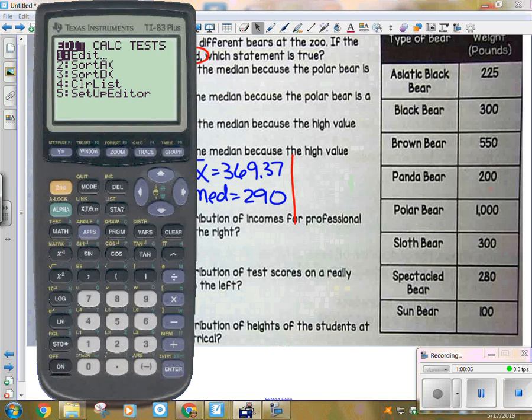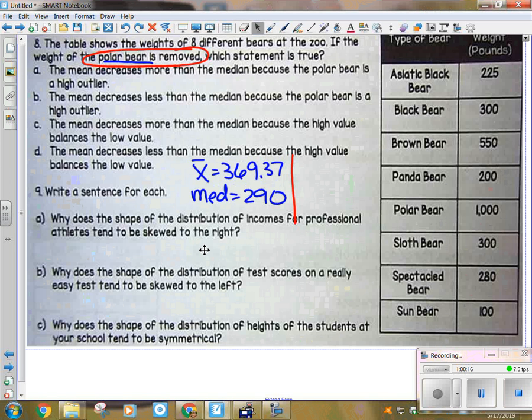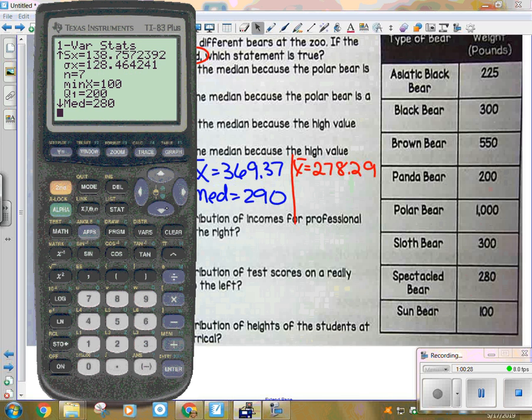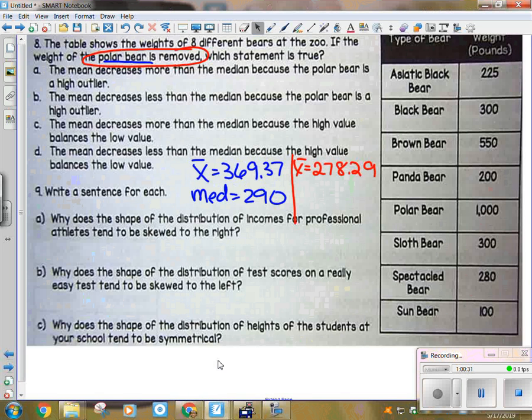So now I'm going to go stat key, arrow to the right to calc, number 1, enter. And the mean is 278.29. Wow. The mean weight of the bears really went down quite a bit. Let's check out the median. So when you go down here, the median actually changed to 280. All right, so here we go. See which one of these matches. The mean decreases more than the median because the polar bear is a higher outlier.